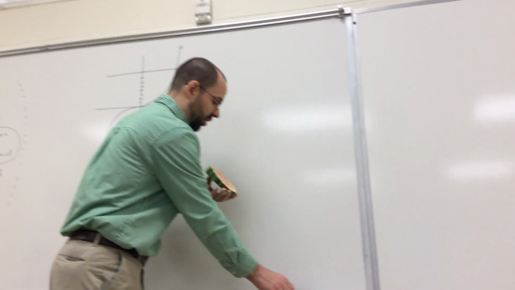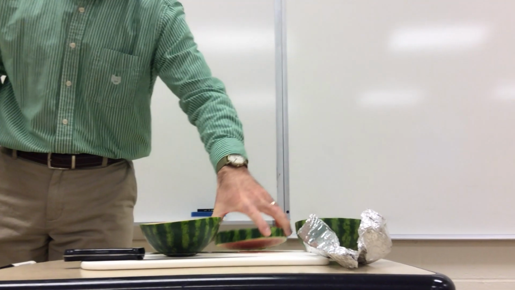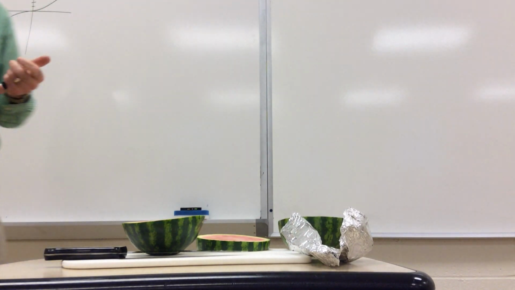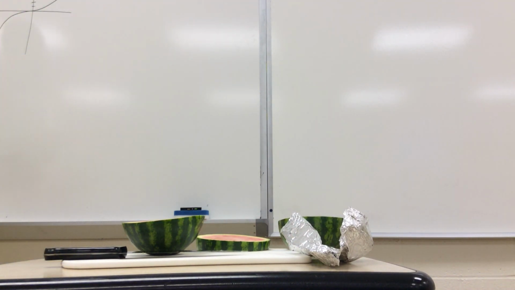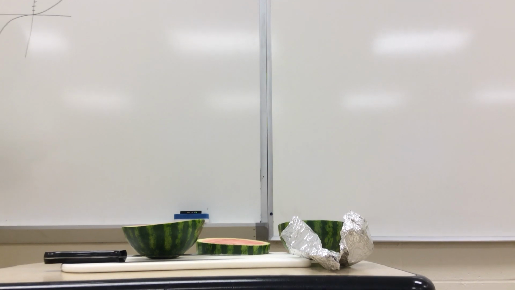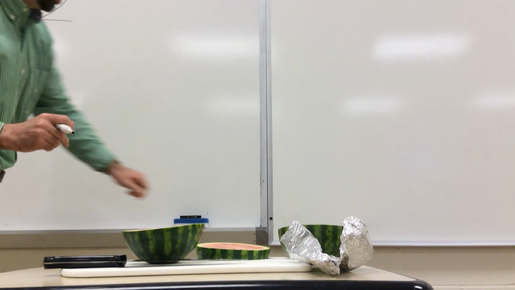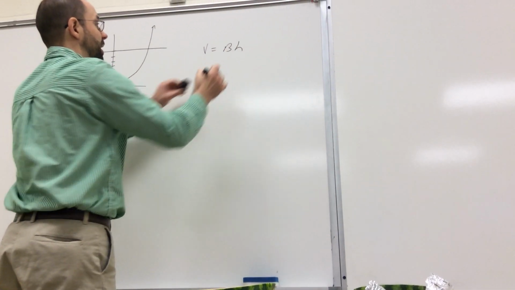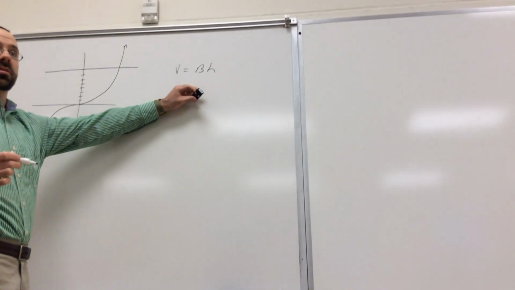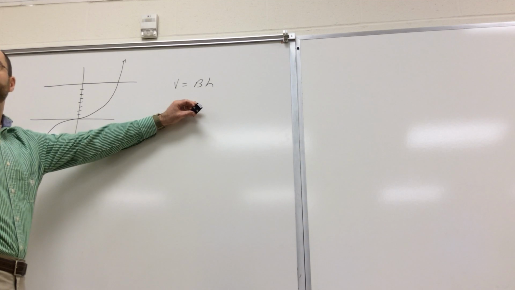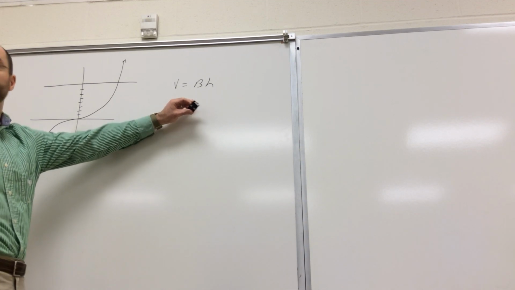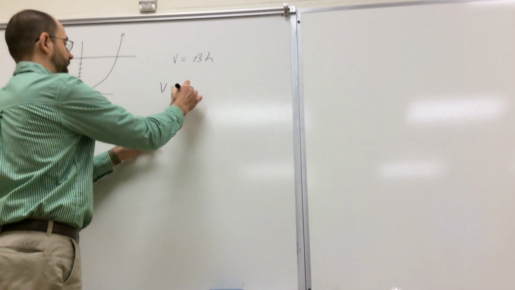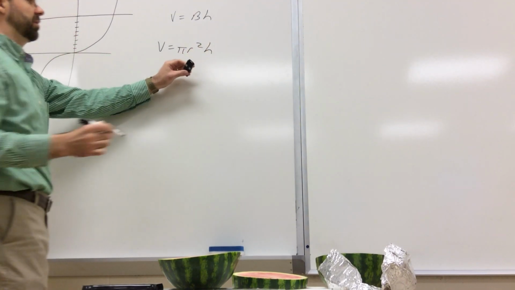Okay, so how do you find the volume of a cylinder? Pi r squared times h. Remember, the general formula for the volume of something is capital B times h. But in this case, the capital B, the area of the base, is pi r squared. So that's pi r squared times h.